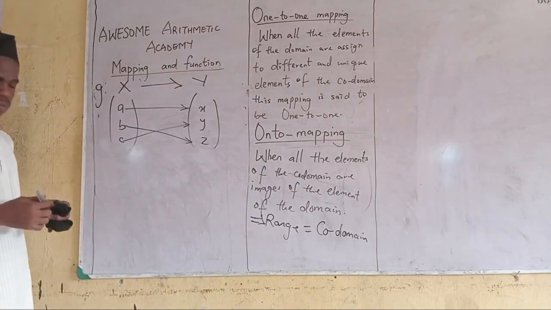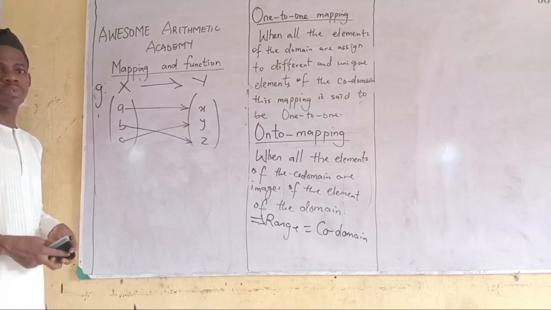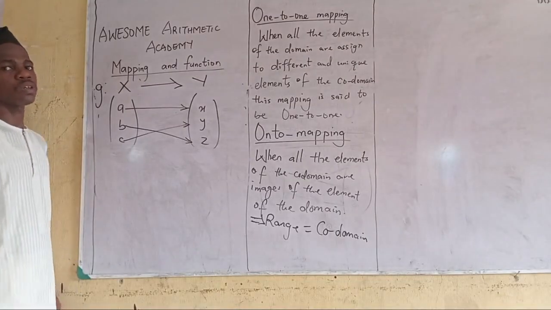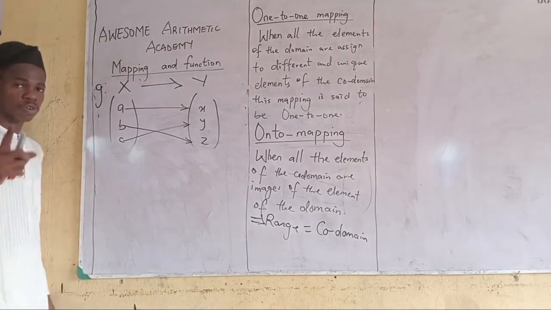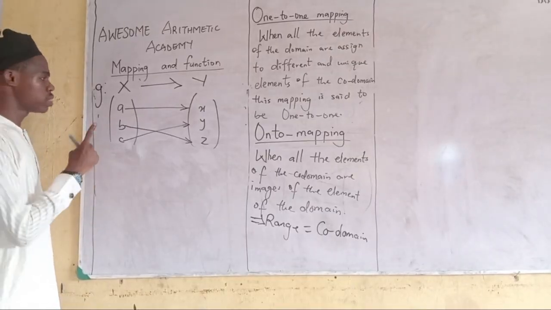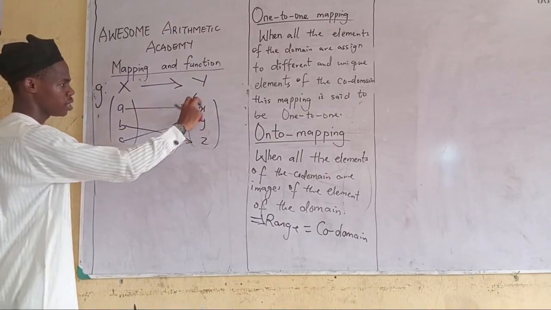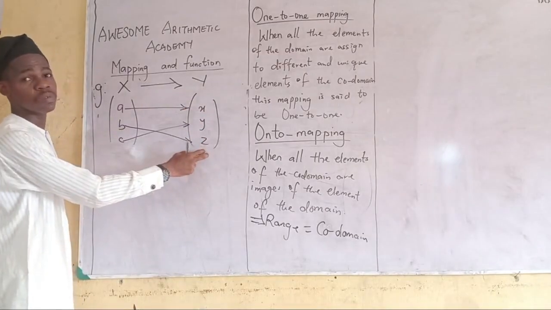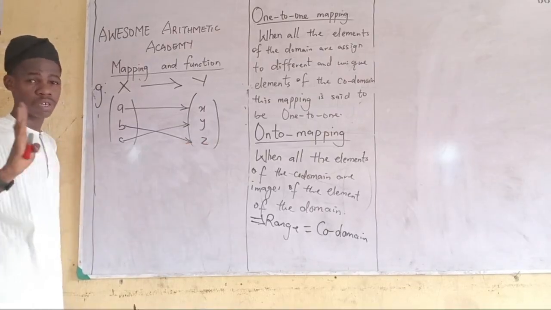So now, when you're being asked that, is this a one-to-one or onto mapping? What are you going to say? Okay, anyone you say is correct. It is one-to-one, at the same time it is onto. The reason it is one-to-one is because all the elements here are having different images at the codomain. So that's why it is one-to-one.